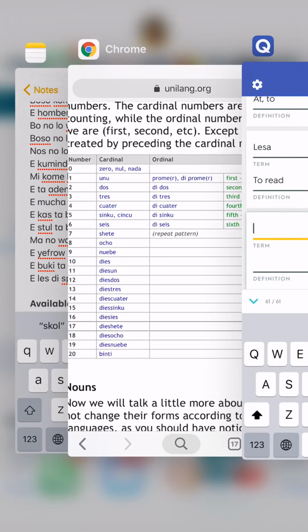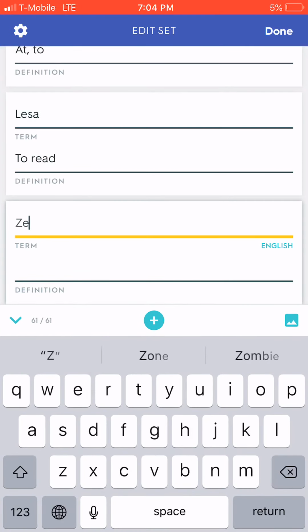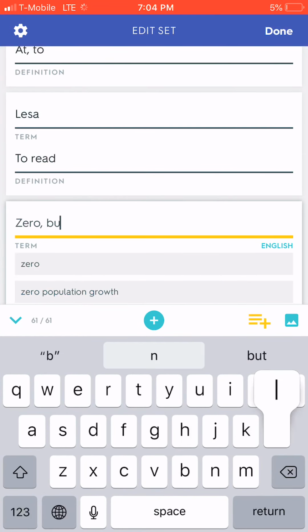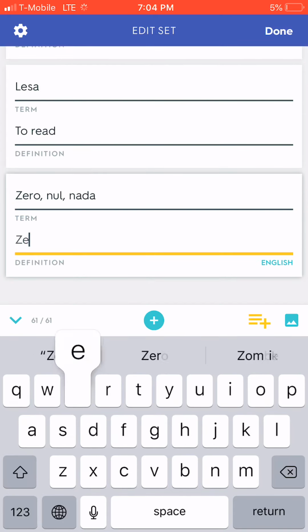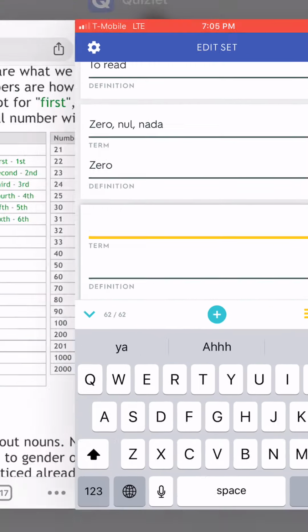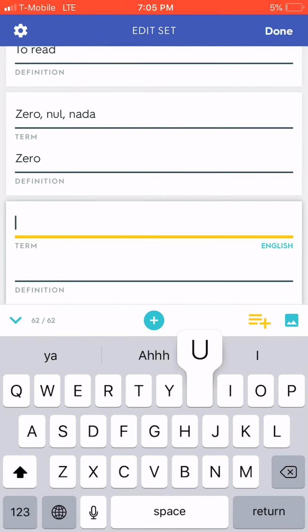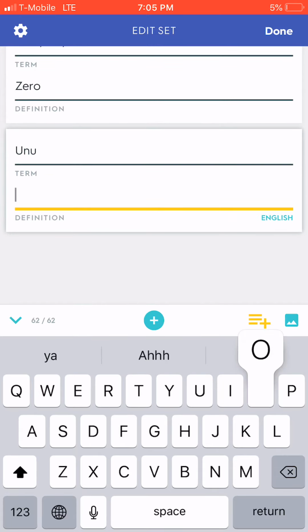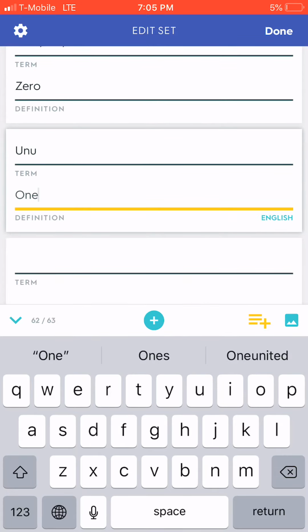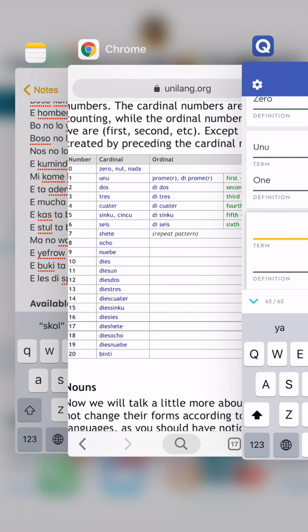All right. So 0, null, and nada. Uno is 1. If the language would have been in English Creole and uno were a word, it would mean y'all.